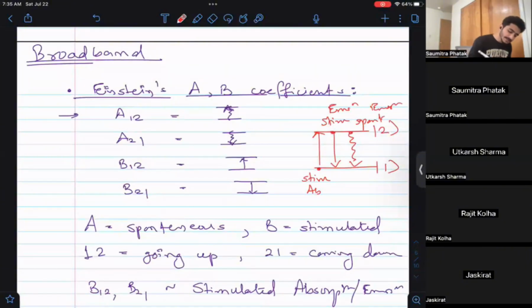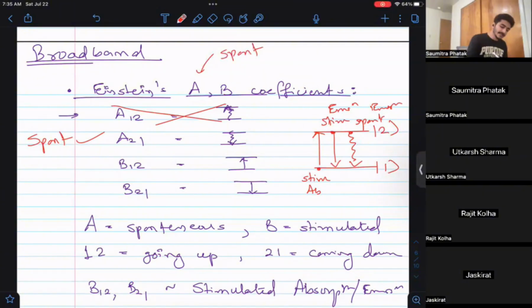So this process of the electron going up by itself is physically not true. So we will not get this coefficient at all. We will get a coefficient for spontaneous emission. The spontaneous emission coefficient is A21 always, whenever we are considering Einstein's A and B coefficients. Einstein's A coefficient is basically spontaneous emission, and Einstein's B coefficient is for stimulated processes.